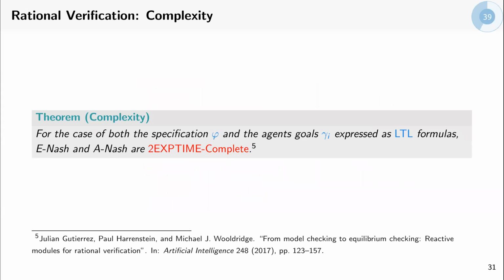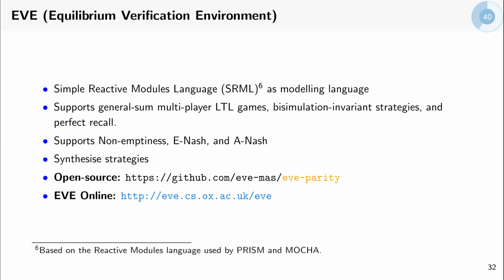And the complexity, for both the specification and the agent goals expressed as LTL formulas, is double exponential time. It's double exponential time hard. So it's very slow. We also developed this tool to do this automatically.